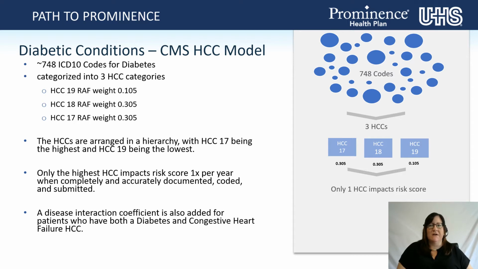The HCCs are arranged in a hierarchy with HCC 17 being the highest and HCC 19 being the lowest. Only the highest HCC impacts the risk score 1 time per year when completely and accurately documented, coded, and submitted. A disease interaction coefficient also exists for diabetes and congestive heart failure. So when those two diagnoses exist in your patient, there's an automatic coefficient that's added.